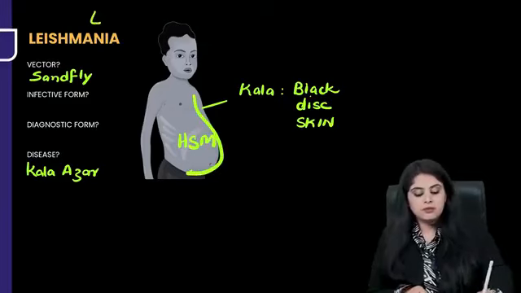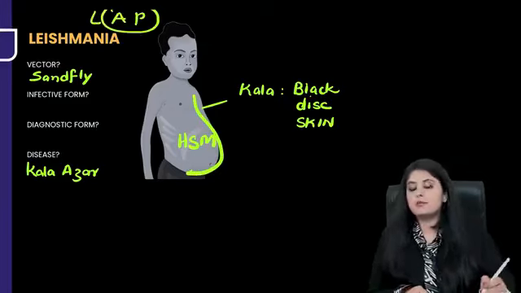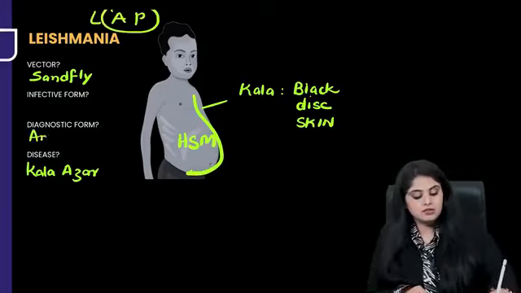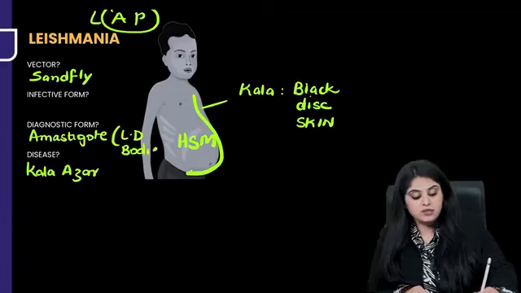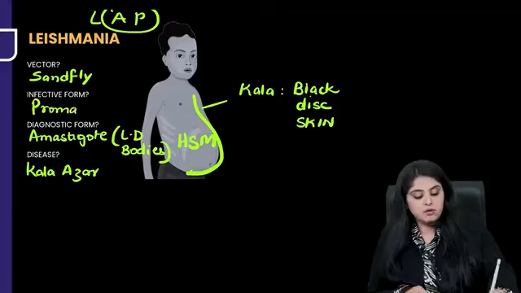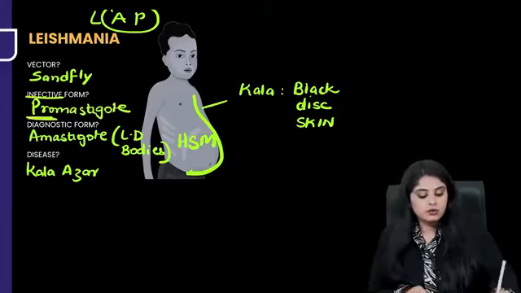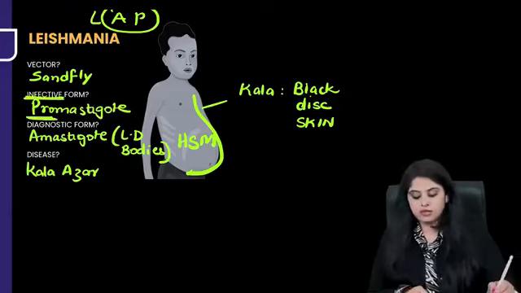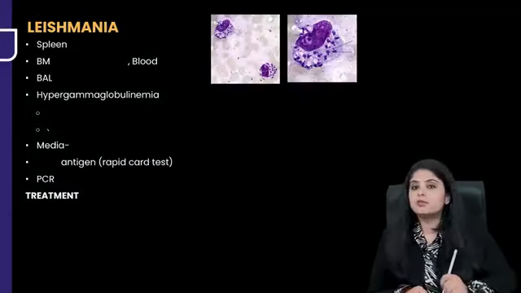Now there are two forms. Remember, LAP means amastigote and promastigote. The diagnostic form is going to be amastigote. That is how we do the diagnosis. That is what you see as LD bodies. LD bodies are nothing but amastigotes. Whereas the infective form is going to be promastigote. So pro is like pro, it is the one that is going to cause infection. Amastigote is for diagnosis.